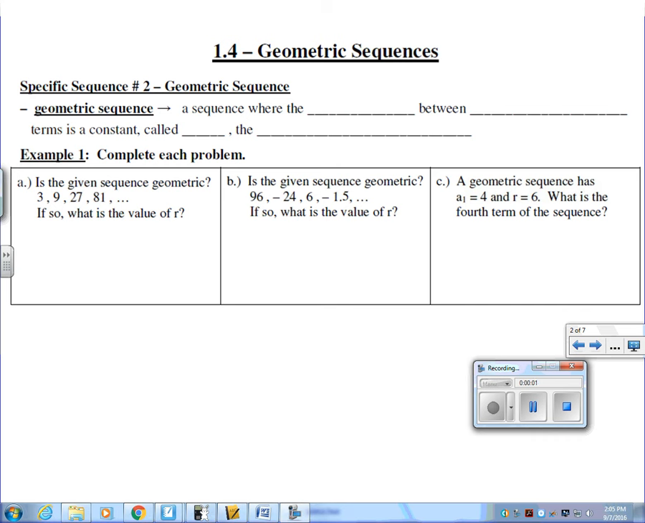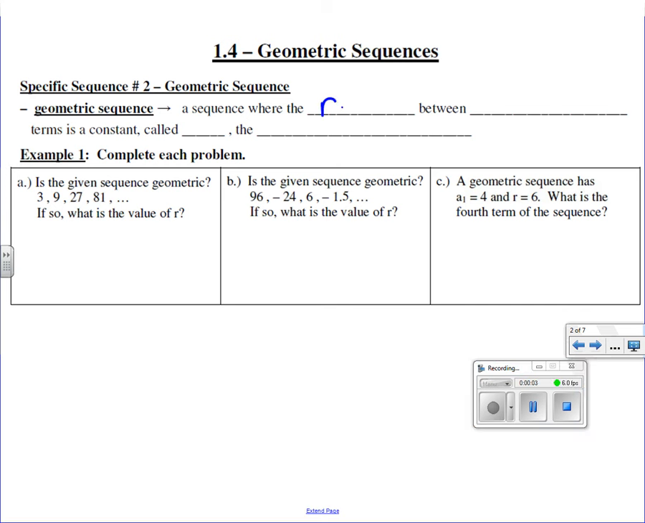A geometric sequence is a sequence where the ratio between two consecutive terms is a constant called R, the common ratio.